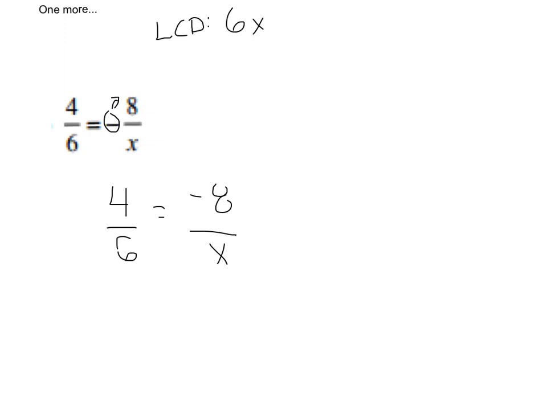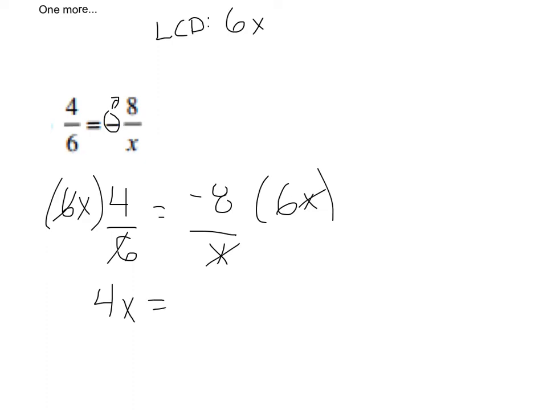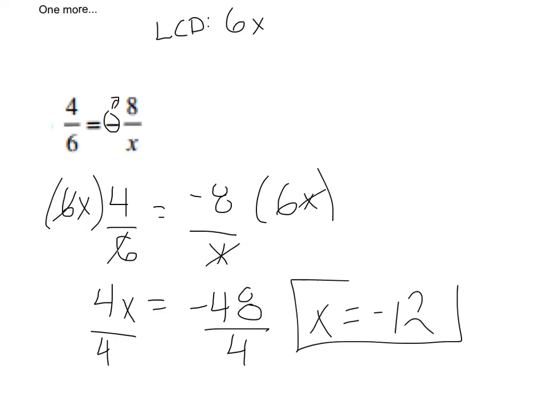So, least common denominator is 6x, so I'm going to multiply by that on both sides. And cancel my bottoms, x and x, 6 and 6. Left with 4 times x equals negative 8 times 6, so a negative 48. Divide by 4 to get my x by itself, x equals negative 12. I've got x equals a number, I know I have solved.